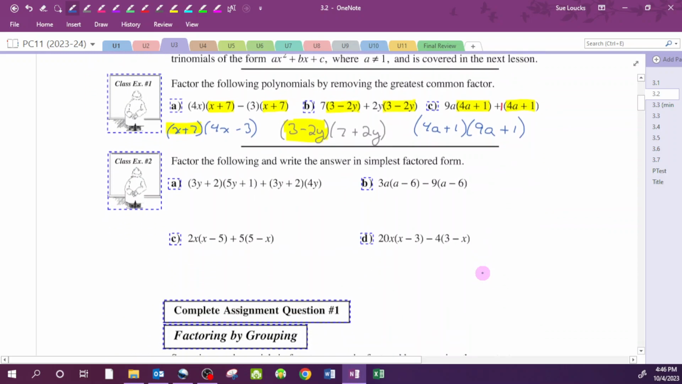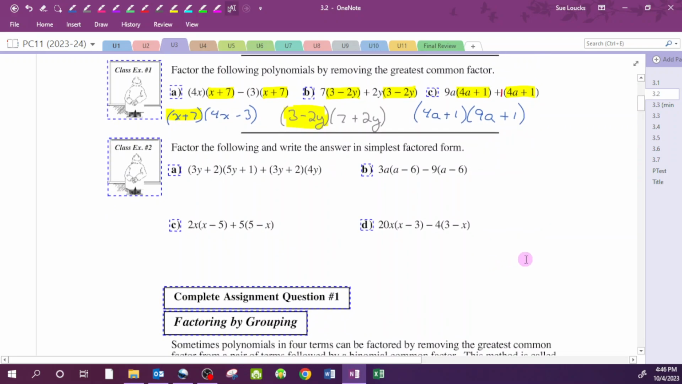Okay, example 2, factor the following and write the answer in simplest factored form. So my common factor this time is 3y plus 2. So I'm going to write 3y plus 2. And whether I put this first or last doesn't matter at all. But what I'm left with now is 5y plus 1. I'm just going to put that in brackets. Plus 4y. I have both of those things.